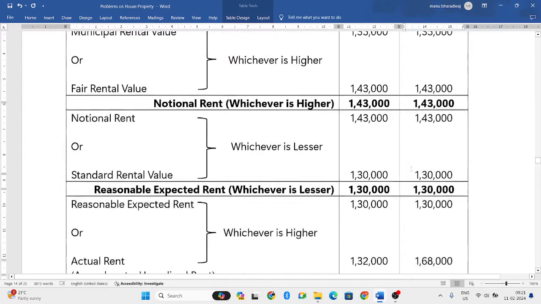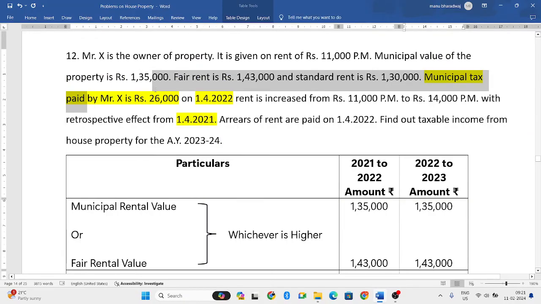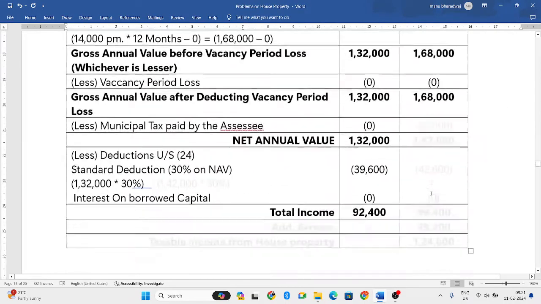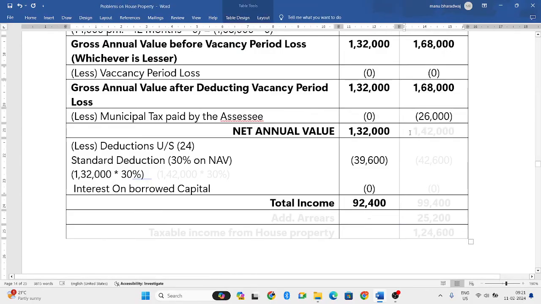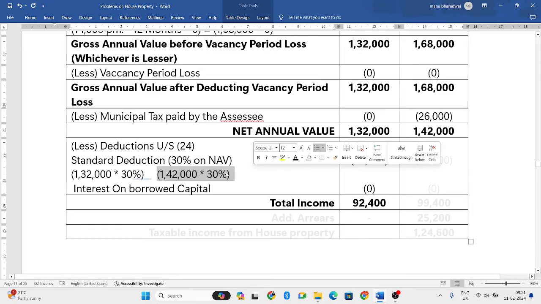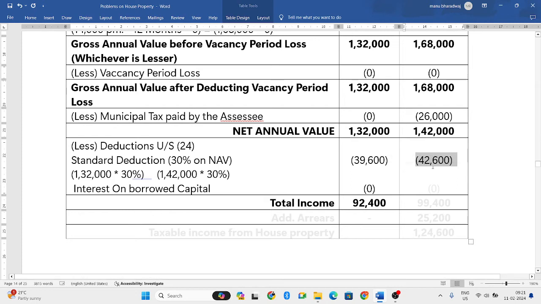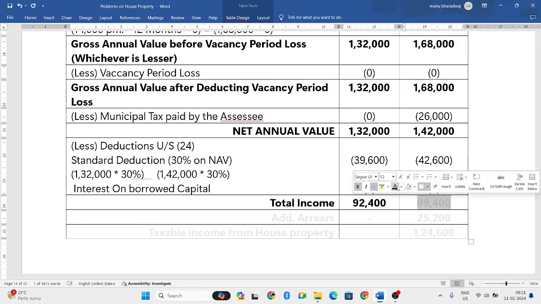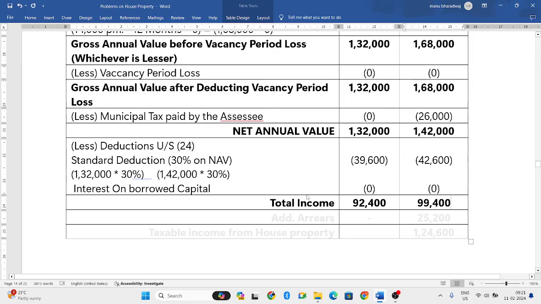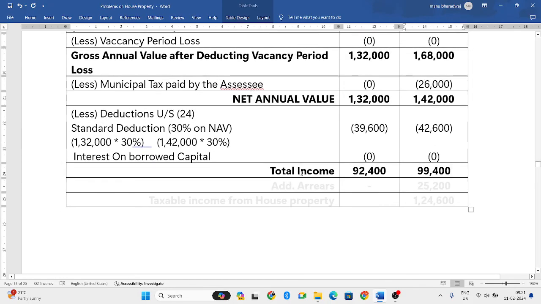Less municipal tax paid by the assessee. In the question, they have given that municipal tax paid by X is 26,000. So that 26,000 we have to subtract. When we subtract, we get 1,42,000. For that, we have to give a standard deduction, that is 30% on NAV. So 1,42,000 into 30% would be 42,600. If I subtract this 42,600 from 1,42,000, you will get 99,400. There is no interest on borrowed capital. So this is the total income.